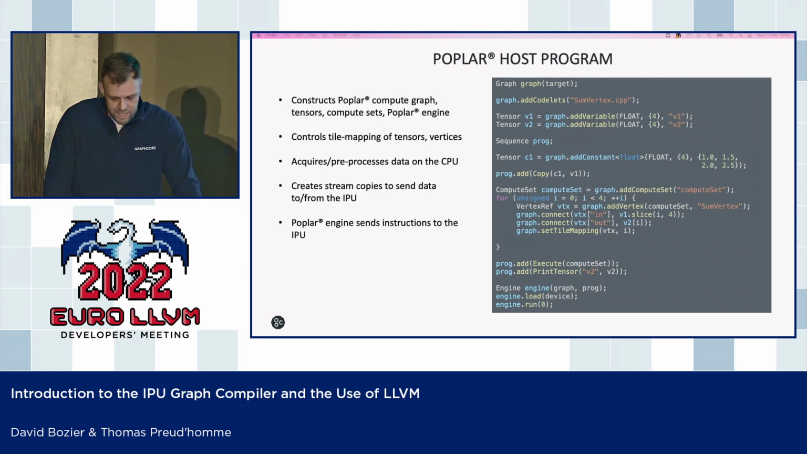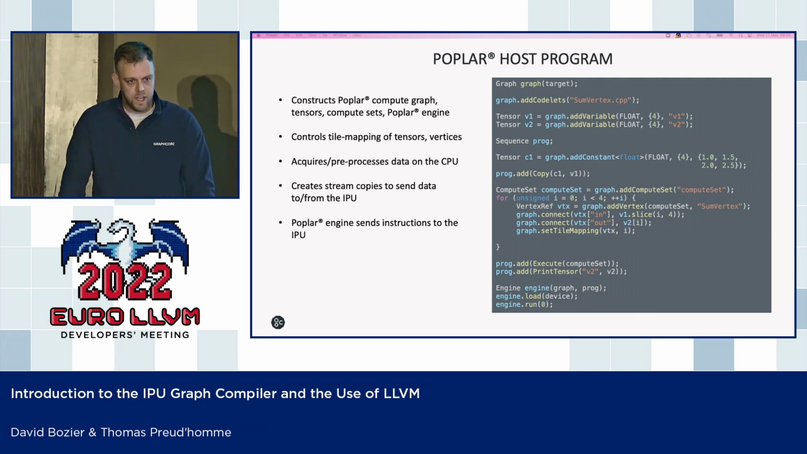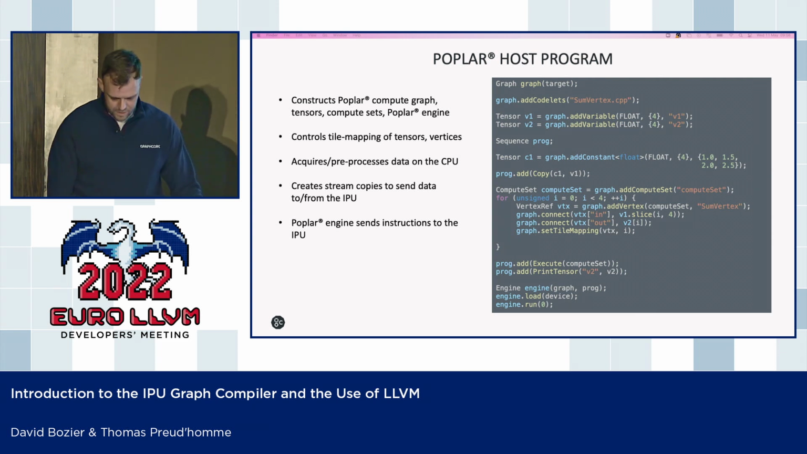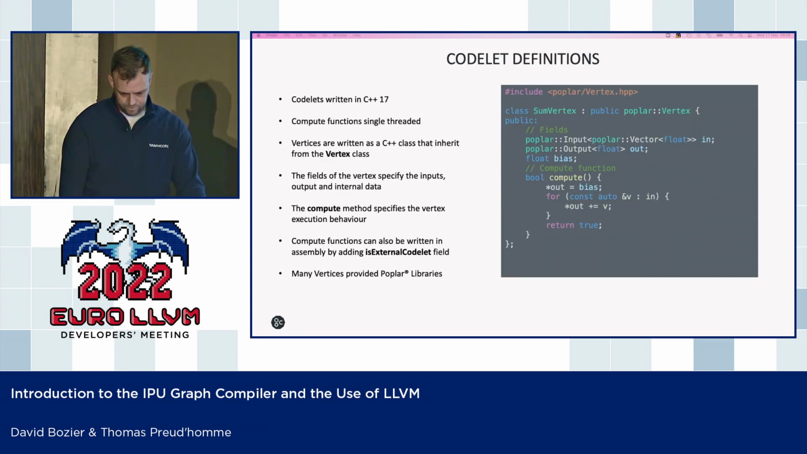At the top, you can see something called add codelet to our graph. Codelets are what we use to define our vertices. These are the things that we use LLVM for to produce machine code for the device. So we'll take a look at that now.